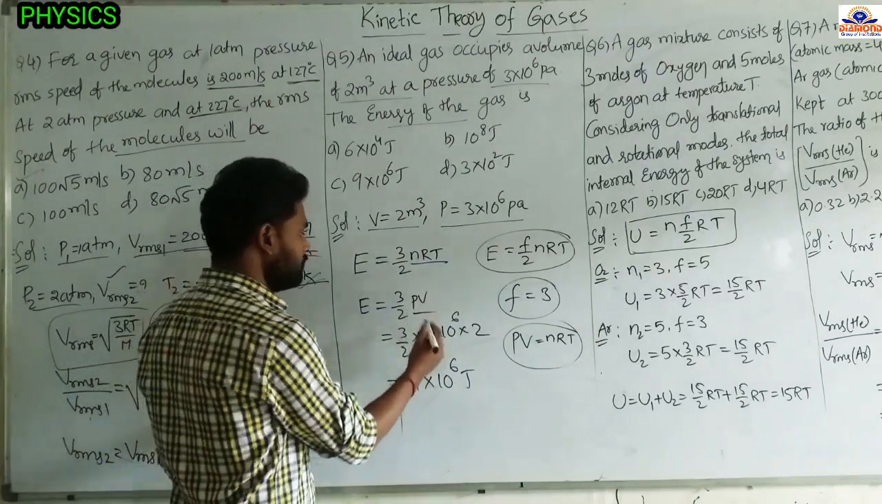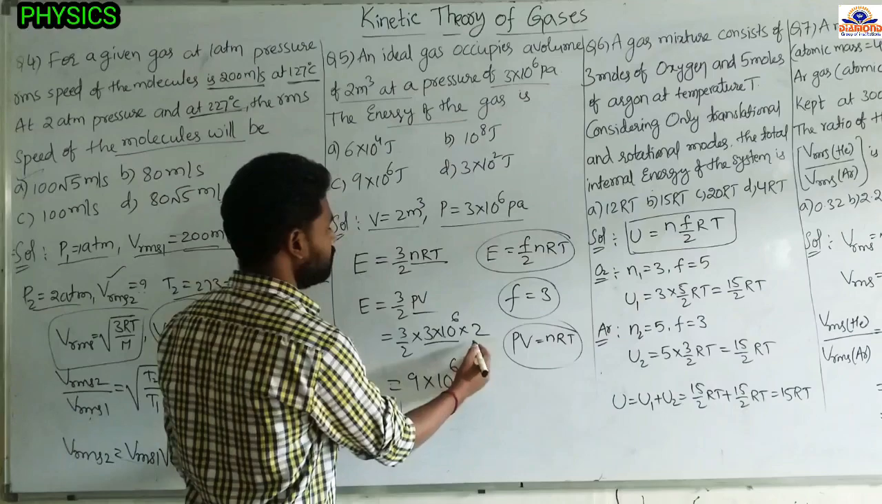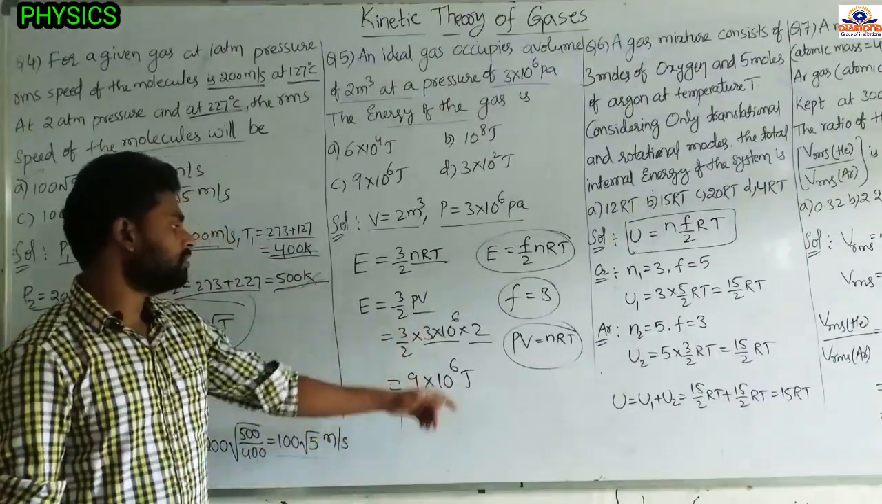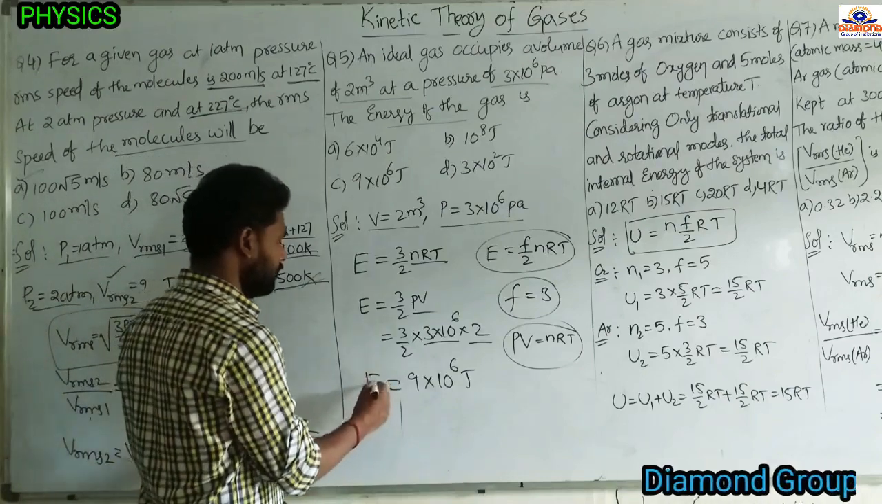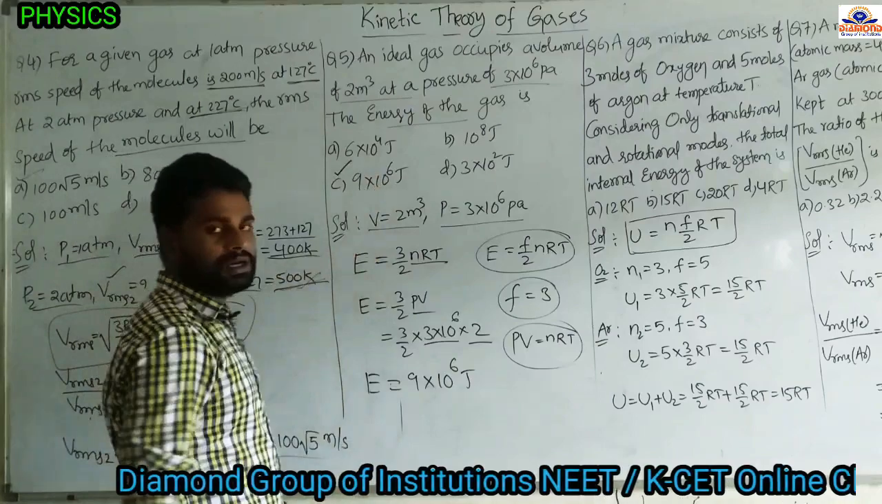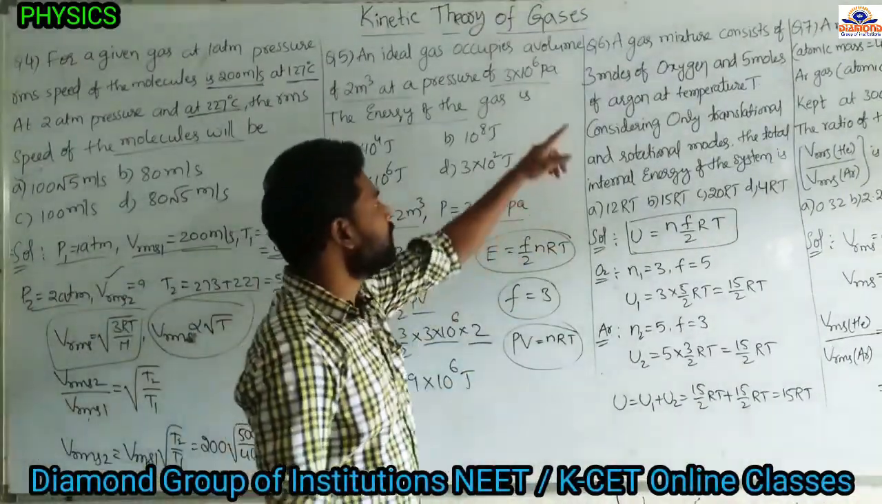So 3 by 2 into pressure value, 3 into 10 power 6 pascals, and volume is 2 meter cube. So substitute, 2 will be cancelled, 3 into 3, 9, 9 into 10 power 6 joules. So the energy of the gas is 9 into 10 power 6 joules. C is the right option. Very easy question. Okay. And next one, question number 6.